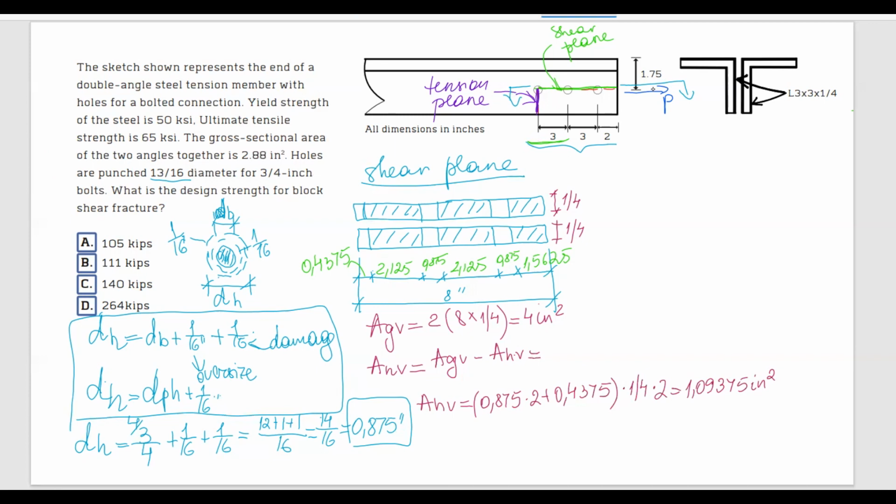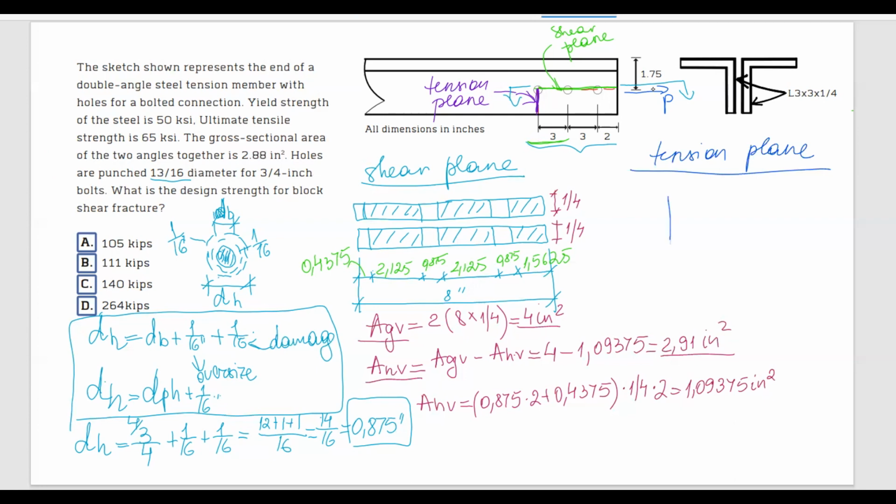I don't mind. And now if we substitute in this formula, we have 4 minus 1.09375. And I get that the net area in shear is equal to 2.91 inches squared. So we have both areas that we need for the shear plane. Now we have to calculate the tension plane, the net area for the tension plane.